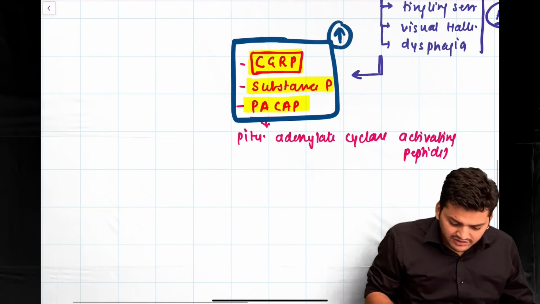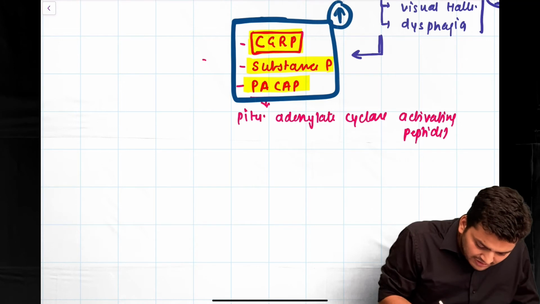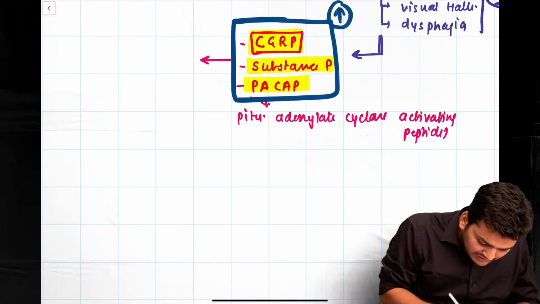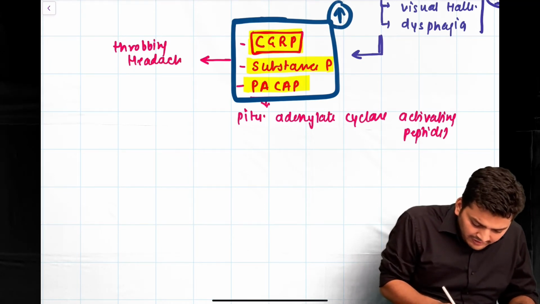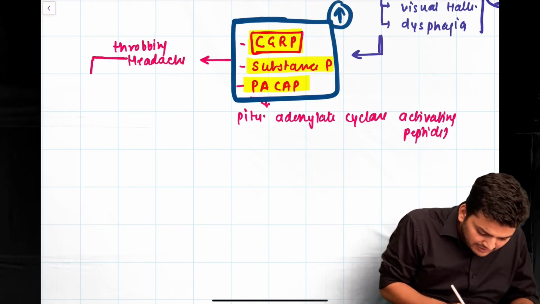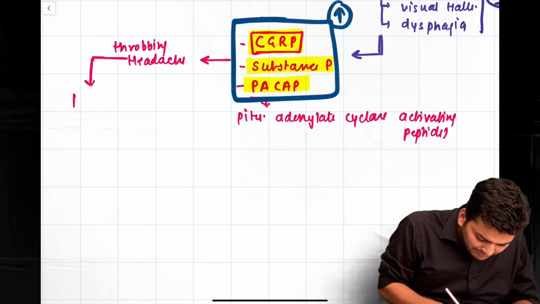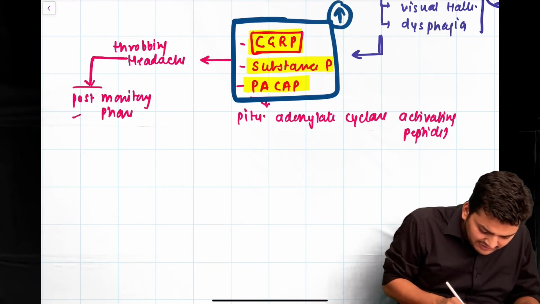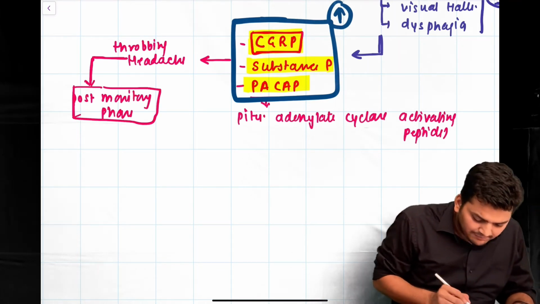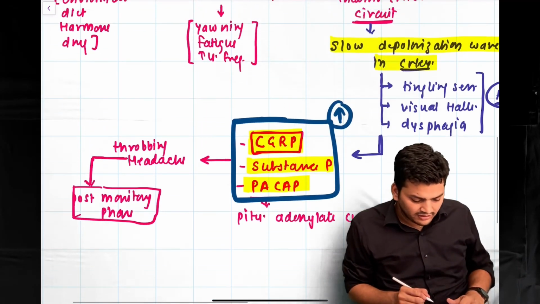Because of the increase in the concentration of these molecules, the patient will have a throbbing or pulsatile type of headache. After some time this headache will subside and the patient will have the postdromal phase, in which there is increased skin sensitivity. Hypersensitivity of the skin can occur.